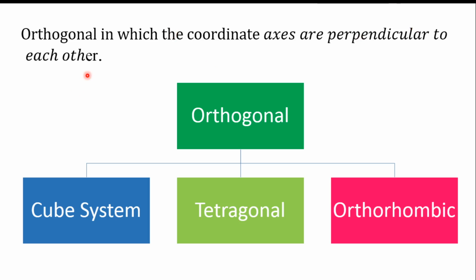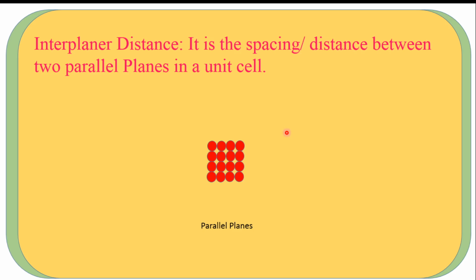First we will discuss orthogonal systems, in which the coordinate axes are perpendicular to each other. Suppose we consider the coordinate axes x, y, z; they are perpendicular to each other. The cubic system has three coordinate axes perpendicular to each other. In tetragonal also, and in orthorhombic, the three axes are perpendicular to each other. So we are calculating the interplanar spacing for this orthogonal system.